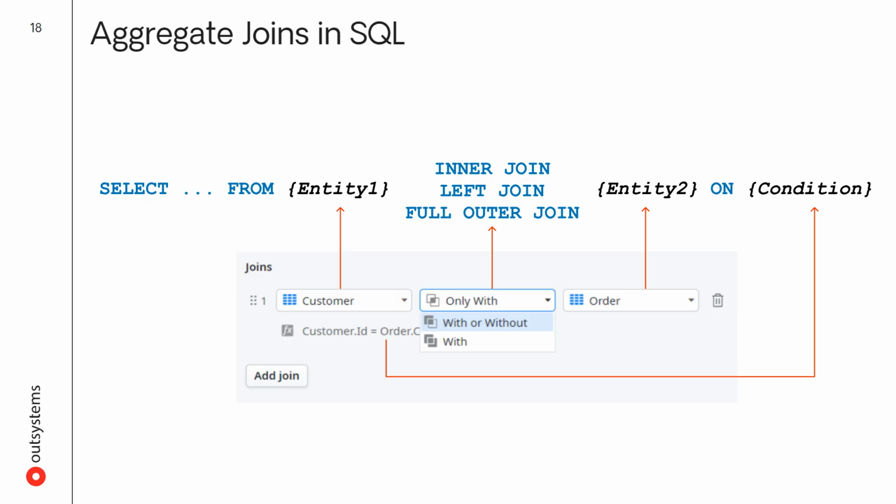Aggregates are translated into a SQL query upon compilation. Regarding joins, the SQL join is what is expected. The left entity is the left entity of the join, and the right entity is the right side entity. The type of join depends on what is selected in the dropdown. An only with join is equivalent to an inner join in SQL. The with or without is equivalent to the left join, whereas the with join in OutSystems is equivalent to the full outer join. The join condition, after the ON in the SQL, comes from the expression defined as the join condition, and this can be customized if needed, to match more advanced use cases.